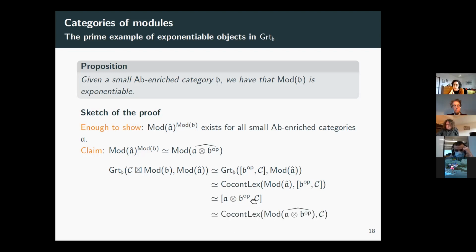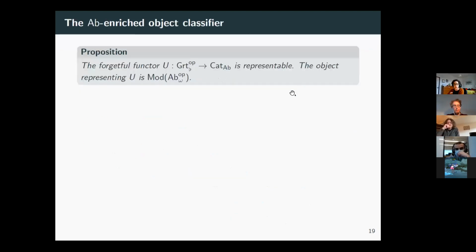And now again, we complete under finite limits, and that's why the lex appears. And then we complete under finite co-limits, and that's why the co-continuous appears. And this is nothing but flat morphisms from C to this guy, showing what we wanted. Okay, so we have that pre-sheaf categories are all exponentiable.